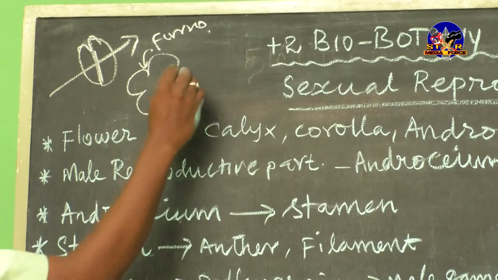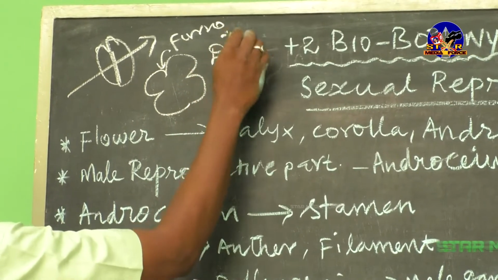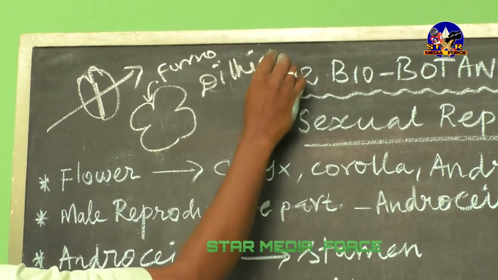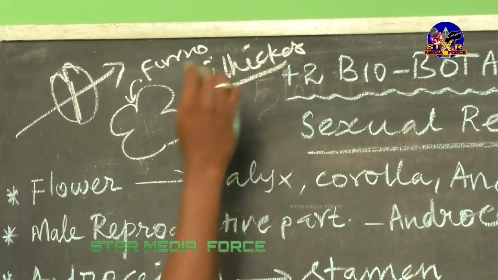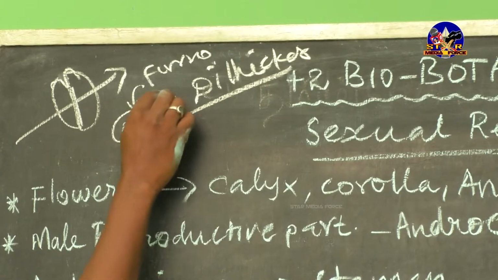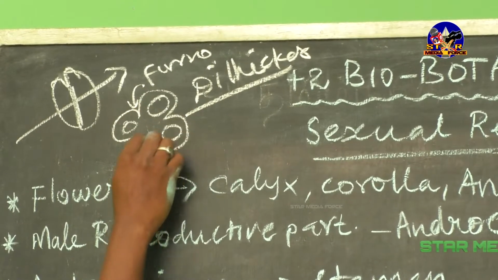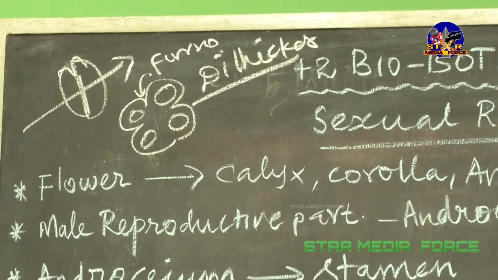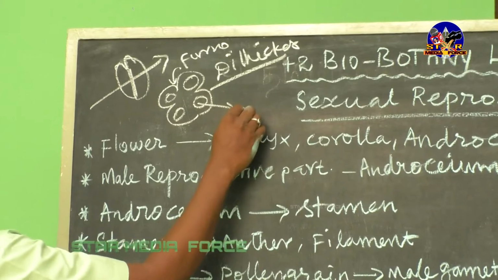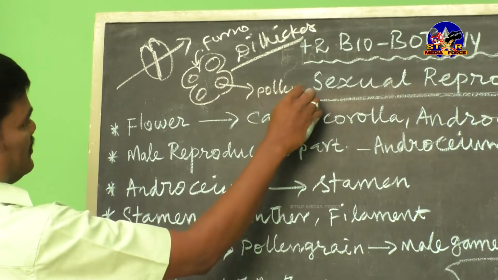That's why it is called dithecous. Dithecous, and also 4-lobed. Inside the lobe they have a bag-like structure. Inside the 4 lobes they produce pollen grains.